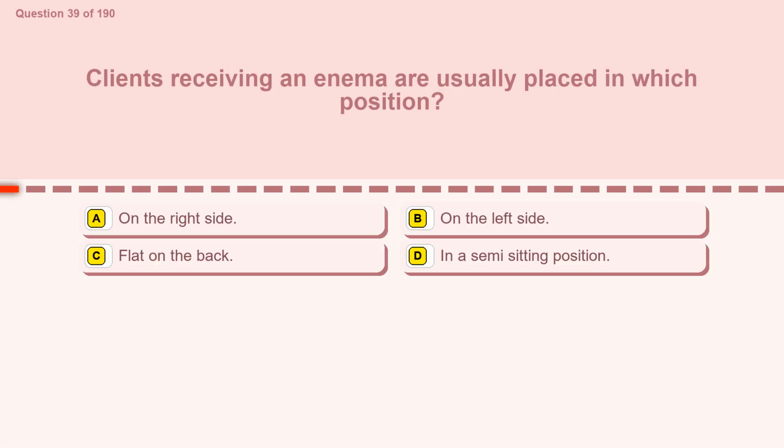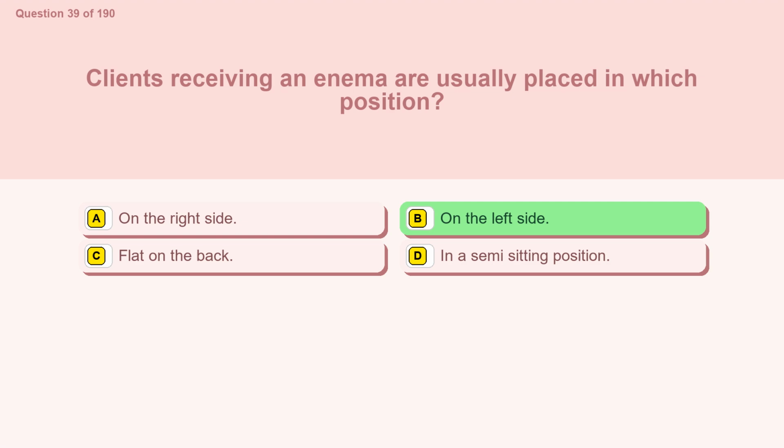Question 39. Clients receiving an enema are usually placed in which position? Option A. On the right side. Option B. On the left side. Option C. Flat on the back. Option D. In a semi-sitting position.